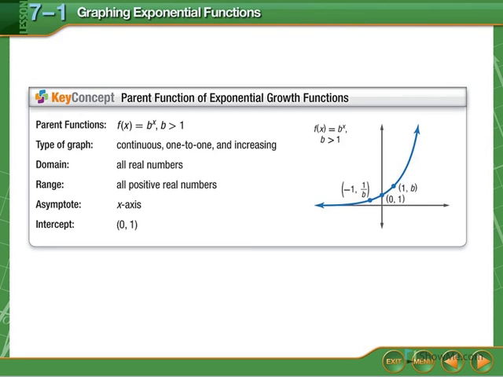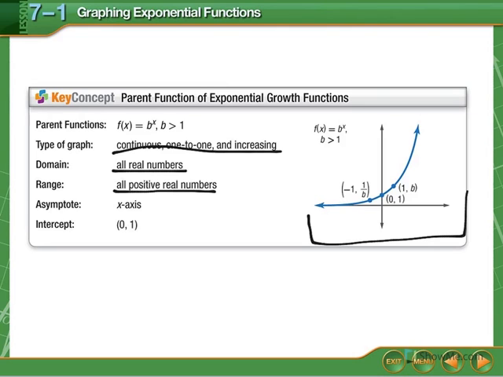Your first key concept is parent function of exponential growth functions. So it's just showing you that this is what the parent function looks like. The type of graph is continuous and one-to-one. It's increasing as well. The domain is all real numbers. The range is all positive real numbers.